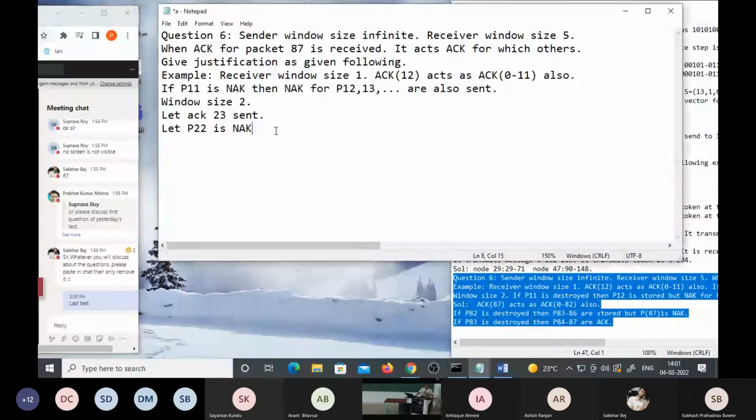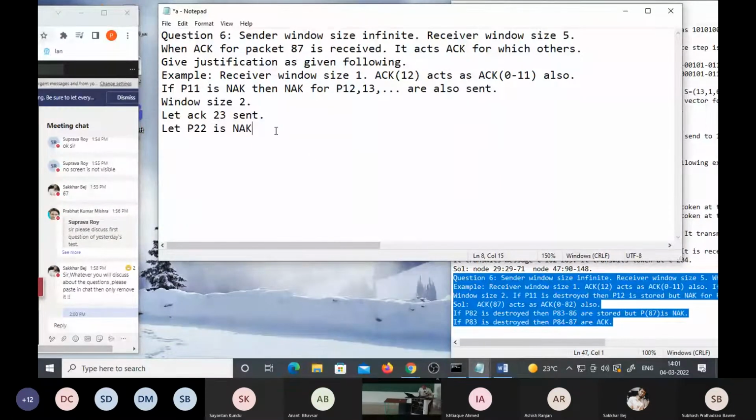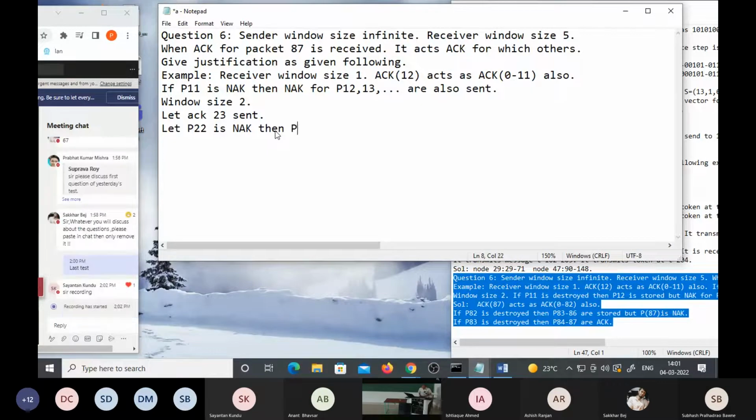If P22 is NaK, then P23 is stored. But P24 onwards are rejected. Is it correct? So, ACK P23 can be there even when P22 is NaK.